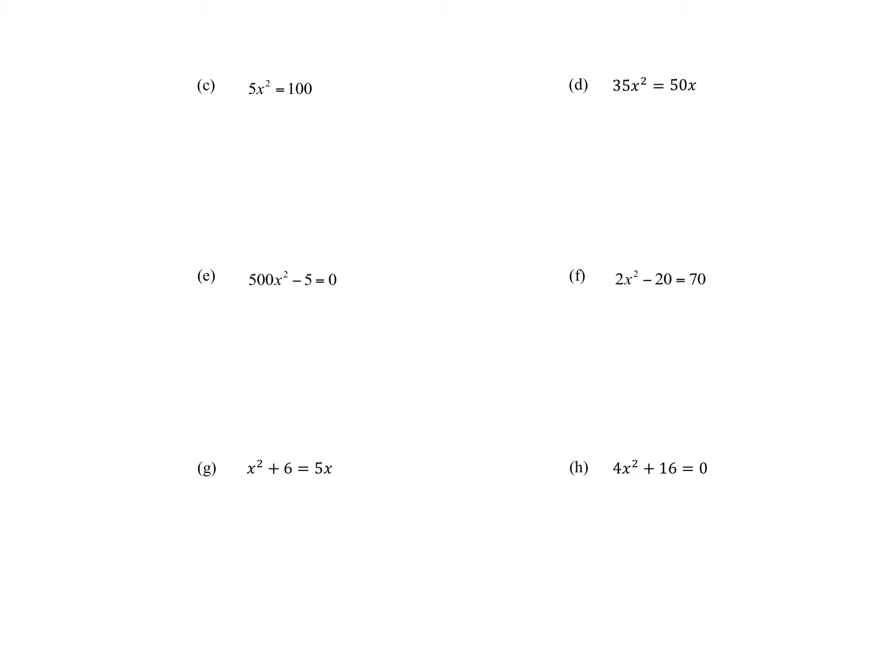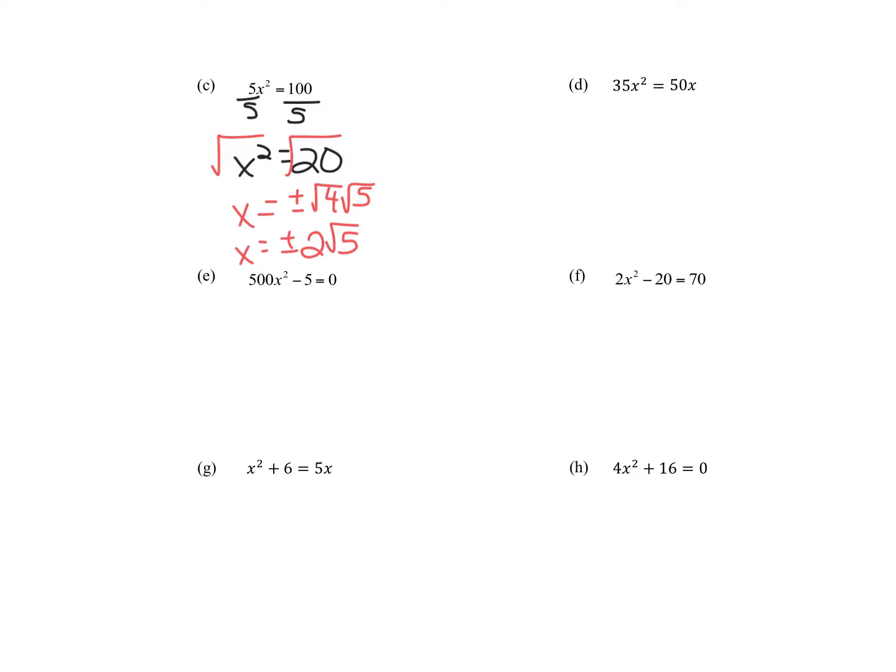So this one is incomplete. I have an x squared and then just a number. So I'm going to divide by 5, and then take a square root. So I get plus or minus the square root of 20, which breaks up into 4 times 5. So this is plus or minus 2 radical 5. So our answers are negative 2 radical 5 and positive 2 radical 5.